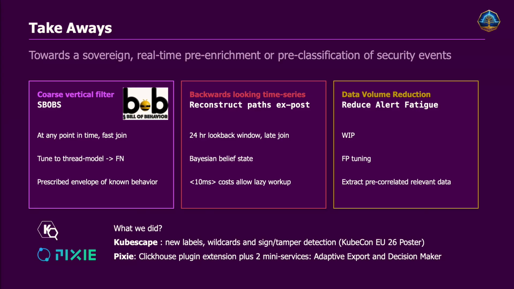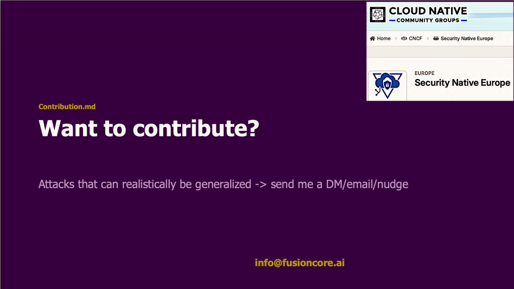And with that, we had vertical coarse filters, hopefully within a couple of hundred YAML lines. They have to be tuned for contrast. They help you against false negatives; if you do them wrong, you don't see things. And then we have this backward-looking lazy resolution, which helps us against the whole false positives problem. Data volume reduction numbers are a work in progress. And Kubescape is actually now merged.